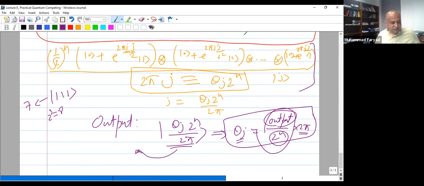Any questions regarding this algorithm? If not, let me show the Qiskit implementation for this circuit.